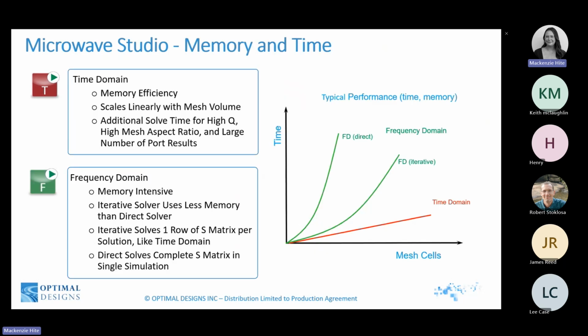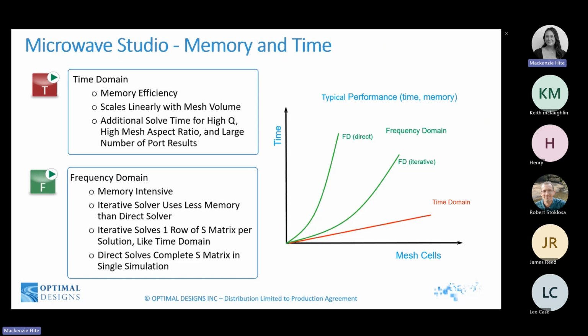This graph shows the relationship of electrical volume and mesh size to a typical solve time in time domain and frequency domain, where the time domain traits include memory efficiency, scale is linear with mesh volume, but additional solve time is needed for high Q, high geometry aspect ratio, or large number of ports. In the frequency domain, it is more memory intensive.